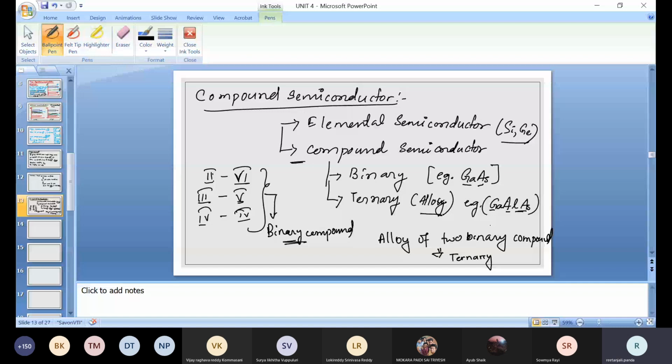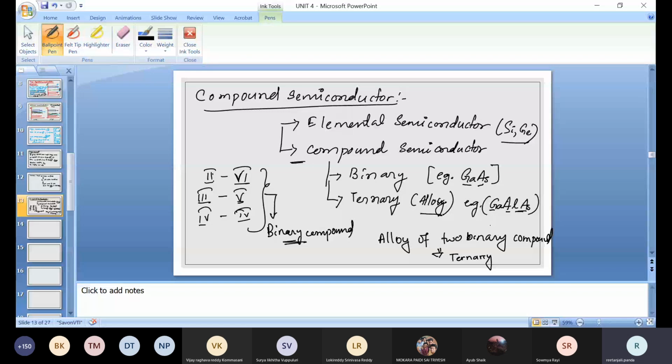Otherwise, I will go to the next topic. As I told you already, remember that the elemental semiconductors are silicon and germanium. But compound semiconductors may or may not have silicon. If we have silicon and germanium with doping elements, then it will be an extrinsic semiconductor. But if we have something other than silicon and germanium, like gallium arsenide, this is not an extrinsic semiconductor. Remember this one.